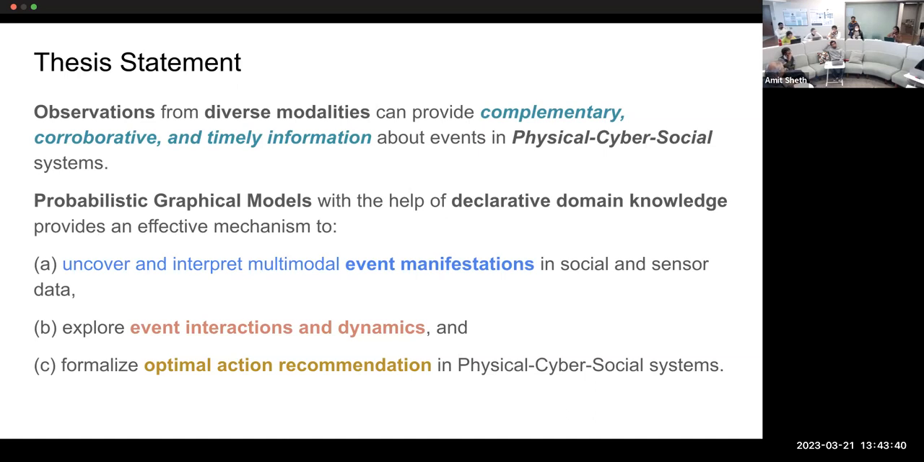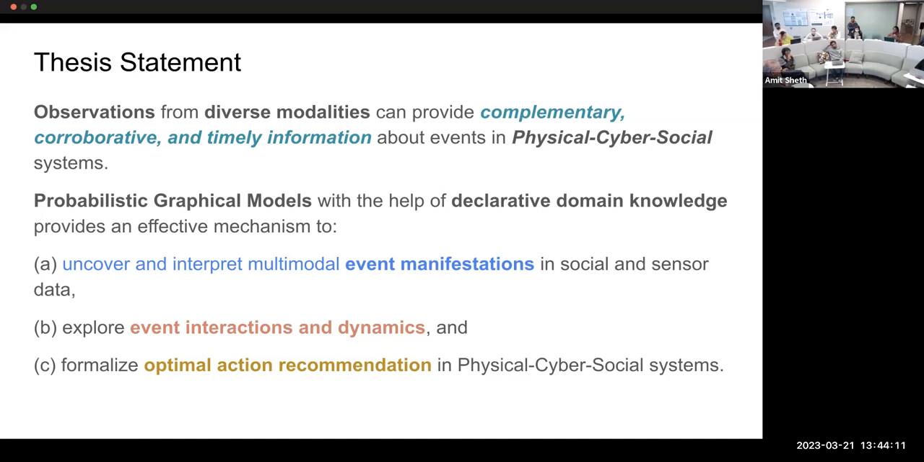So, give me an example of a physical cyber social system. We can think of a scenario like using social media data and developing a system that integrates all the hardware and sensors. A traffic system can be thought of as a physical cyber social system, and also autonomous systems like autonomous driving systems can be taken as examples.